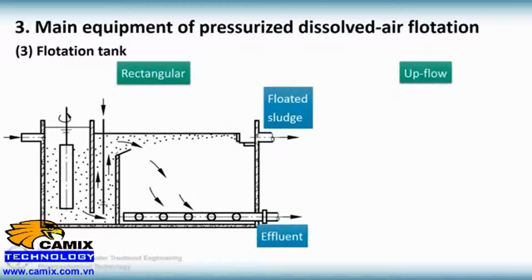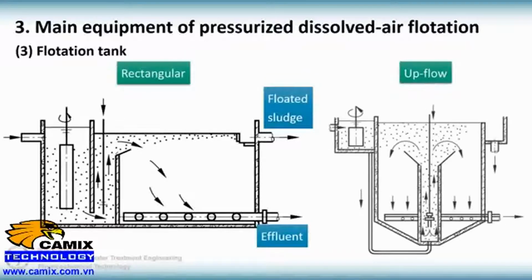This is the upflow flotation tank. After coagulation, the raw water enters in the middle and is mixed with air dissolved water. Then it flows into the solid liquid separation zone. Scum is discharged on the top and treated water is discharged from the lower part.